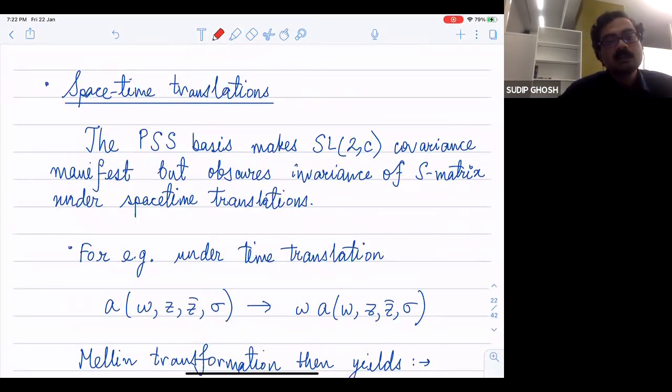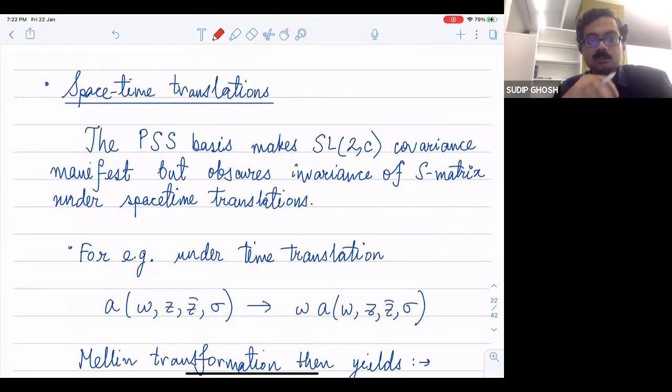Because as we know, the standard S matrix is not just Lorentz invariant. We know that the S matrix also has to be Poincare invariant. But in this definition of the single particle states, which is given by Pasterski, Shao, and Strominger, the action of space-time translations on the Mellin transformed S matrix, or the celestial amplitude, as we are calling it, is a bit obscure.